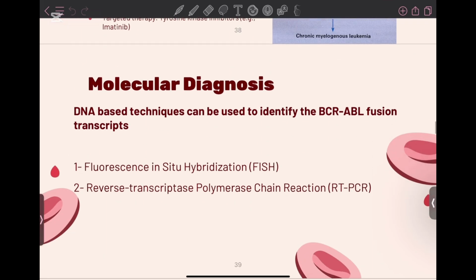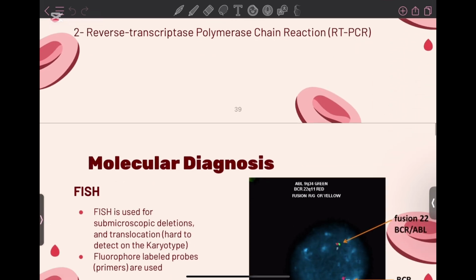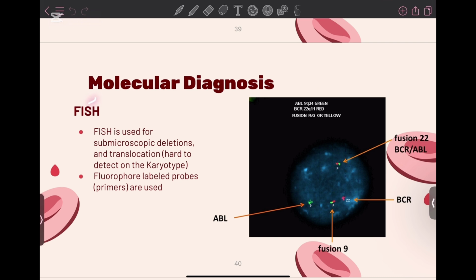Now, after we have understood the different molecular pathogenesis that happens, you can see how you can actually diagnose them using two ways: fluorescent in situ hybridization, also known as FISH, or reverse transcriptase polymerase chain reaction, RT-PCR. So we're going to start with FISH.